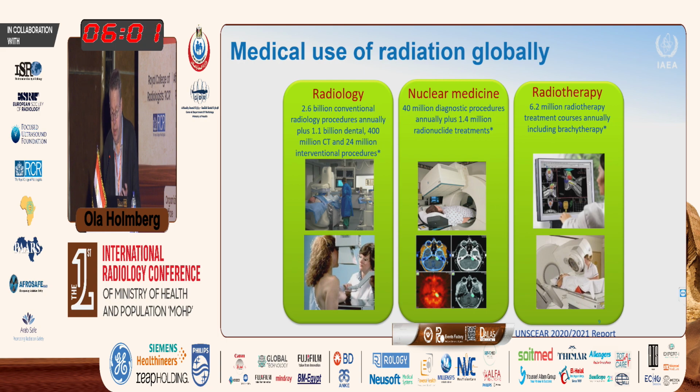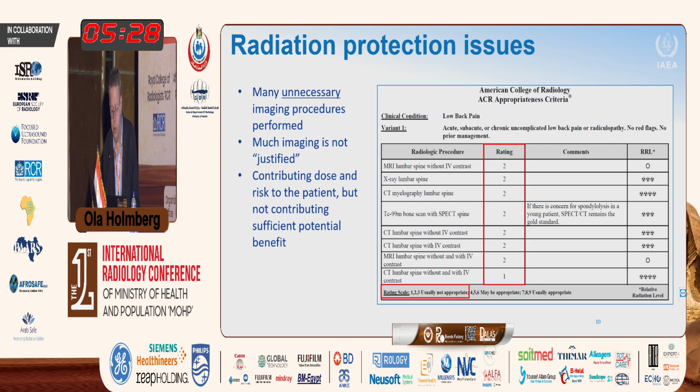According to these numbers, there are now 2.6 billion conventional radiology procedures annually, plus 1.1 billion dental, 400 million CT, and 24 million interventional procedures every year around the world. And you can also see the numbers for other modalities here. So we're talking about more than 10 million procedures per day around the year. And this also makes it very important to consider carefully the radiation protection.